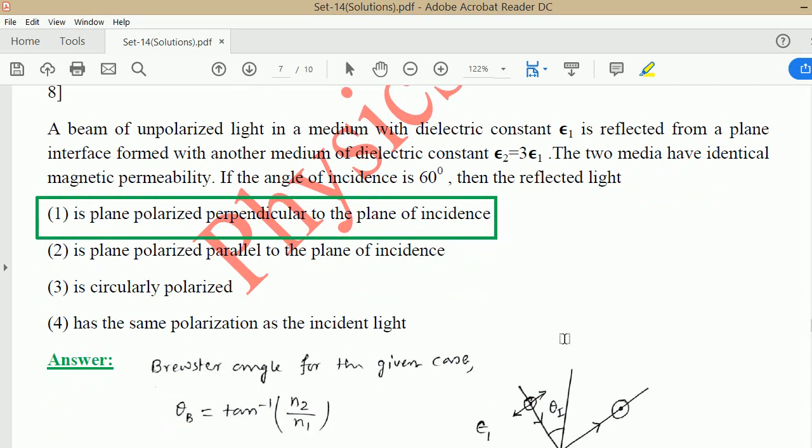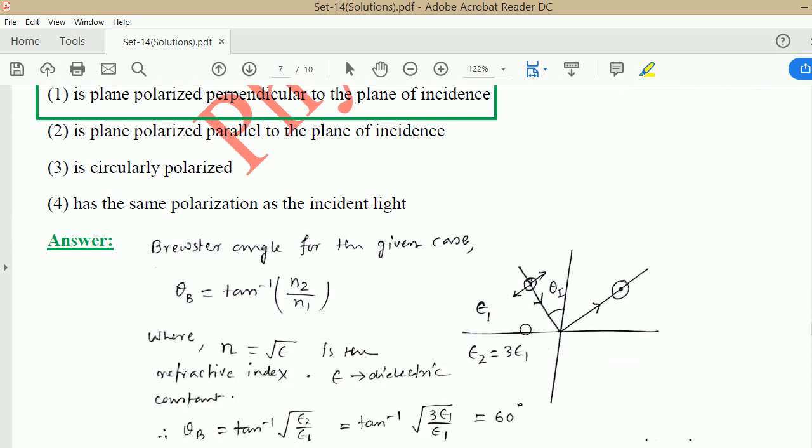Now question number 8. A beam of unpolarized light in a medium with dielectric constant epsilon 1 is deflected from a plane interface formed with another medium of dielectric constant epsilon 2 equals thrice epsilon 1. The two media have identical magnetic permeability. If the angle of incidence is 60 degrees, then the reflected light is? So this is a straightforward question. Basically, if you know the theorem, what is it, I forgot. Malus law. Yes, Malus law. In that law, you must have seen the term Brewster angle.